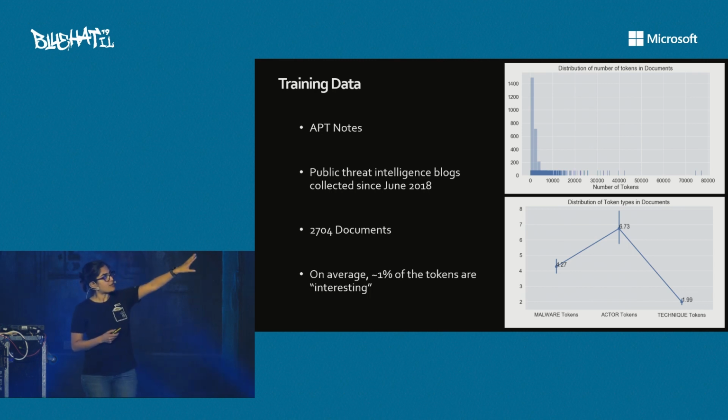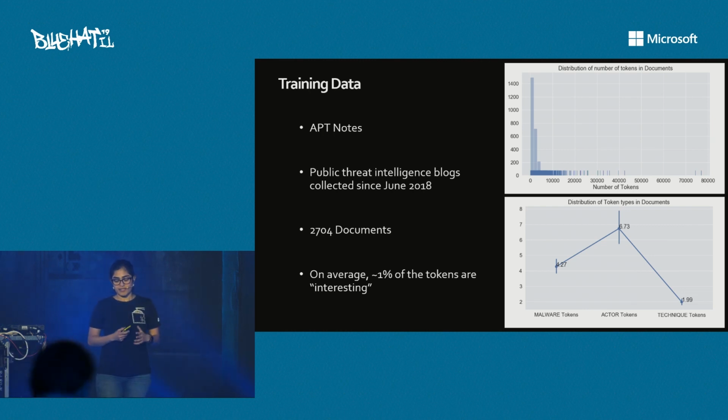And at the top graph, you can see the distribution of tokens within our documents. You can see that on average, each document had about 2,000 tokens. And on the tail end, there are some documents that had upwards of 70,000, 80,000 tokens. On average, most of these tokens belong to the outside class. That is, they were neither a malware name nor a technique phrase or anything like that. The lower graph shows us the distribution of the terms that we care about within these documents. So you can see that it's very low for malware tokens, actor tokens, and technique tokens.